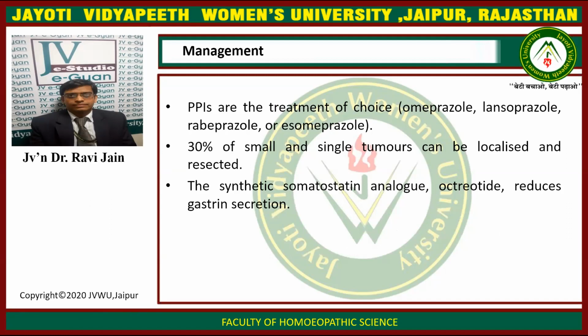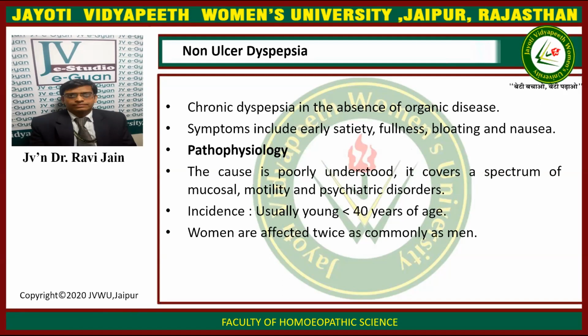PPIs, proton pump inhibitors, are the treatment of choice. The PPIs include omeprazole, lansoprazole, rabeprazole, and esomeprazole. Thirty percent of small and single tumors can be localized and resected. The synthetic somatostatin analog octreotide reduces gastrin secretion.